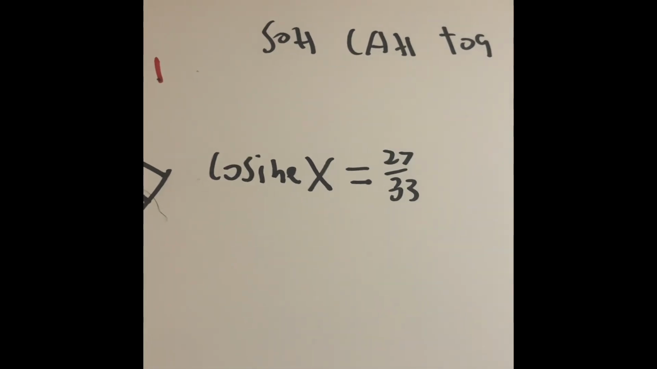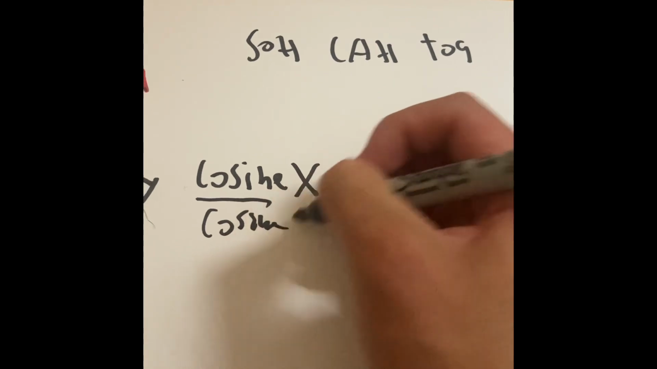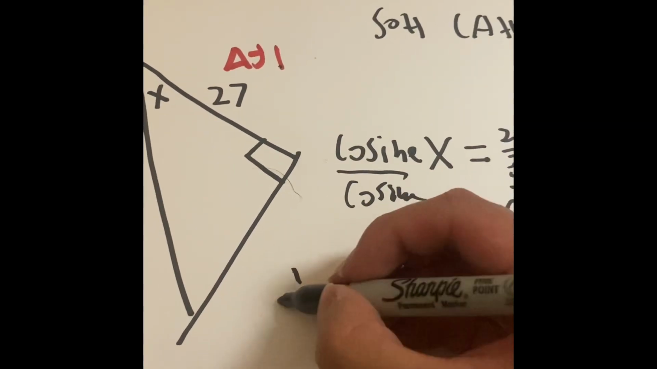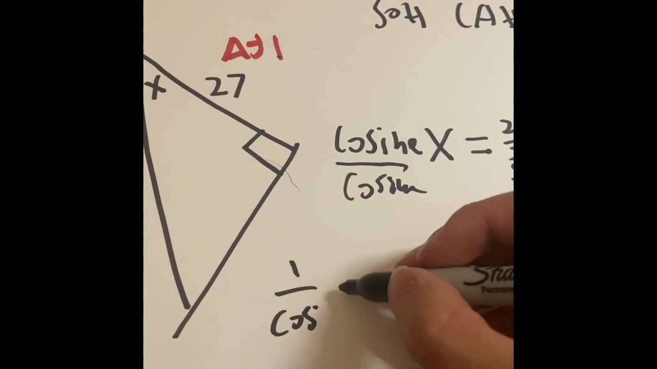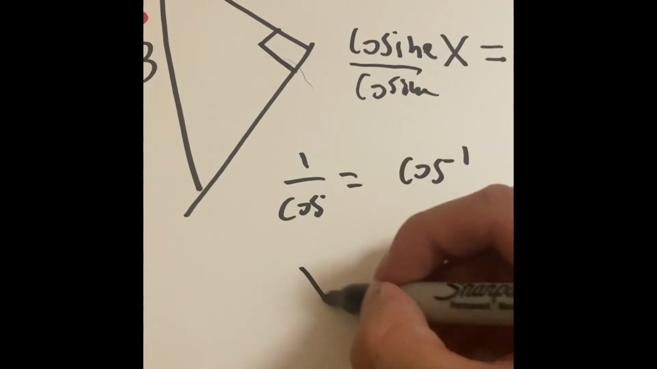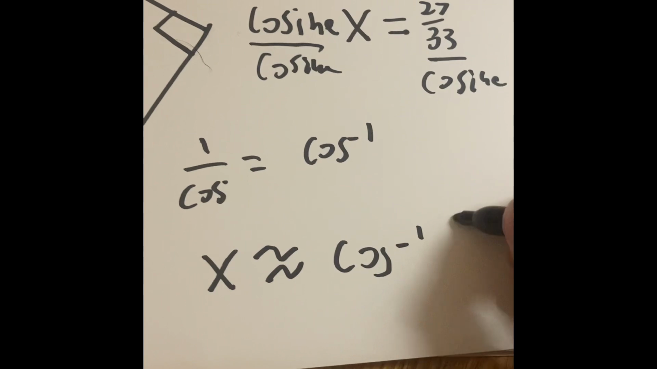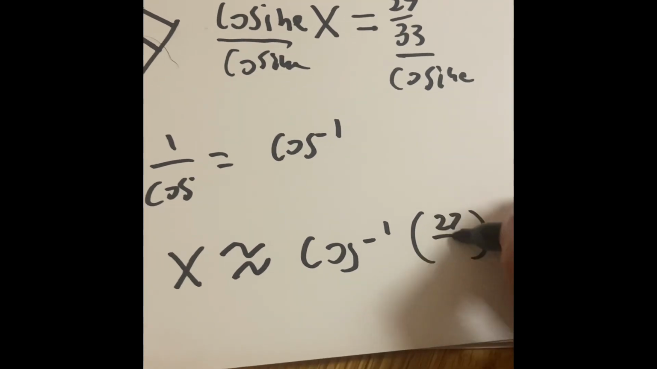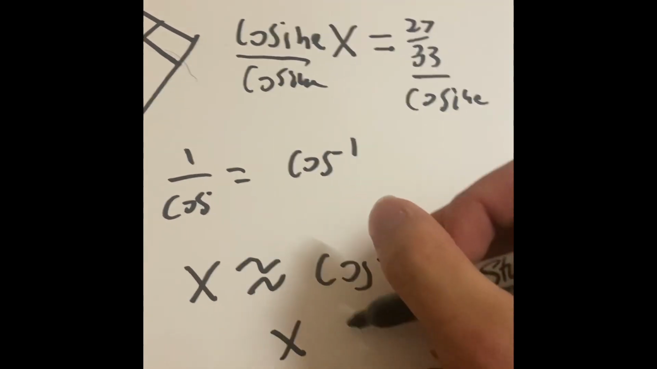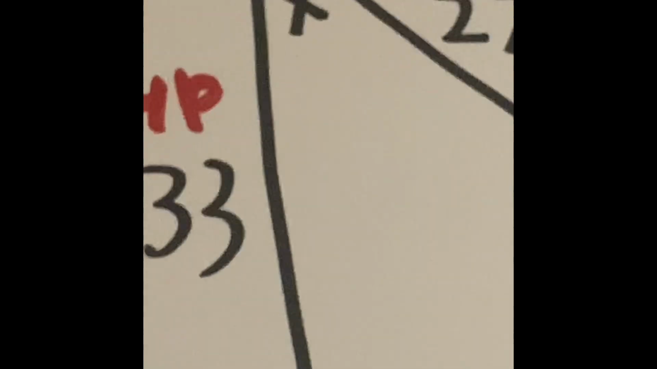Again, it does not help us. But what if I divide by the cosine, and here is the math. 1 over cosine is going to be equal to cosine to the negative 1 power. Therefore, x somehow has to be around the cosine of negative 1, multiplied by 27 divided by 33. Now, if we go back on our calculator, x somehow has to be around for the measurement of x right there.